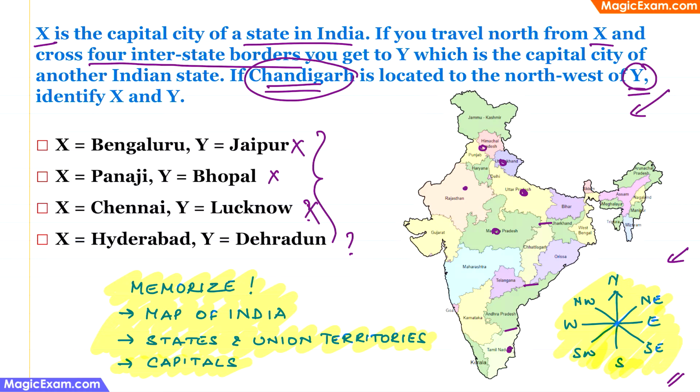Therefore, we are just left with one option, that is X is Hyderabad and Y is Dehradun. So let us see if this can be correct. Now, Hyderabad is in Telangana, which will be somewhere here. Now, if we cross 1, 2, 3 and 4 borders, we will reach Dehradun. Therefore, this is the correct answer, because Dehradun is towards the southeast of Chandigarh, and Dehradun can be reached by crossing 4 state borders from Hyderabad. Therefore, this has to be the correct answer.